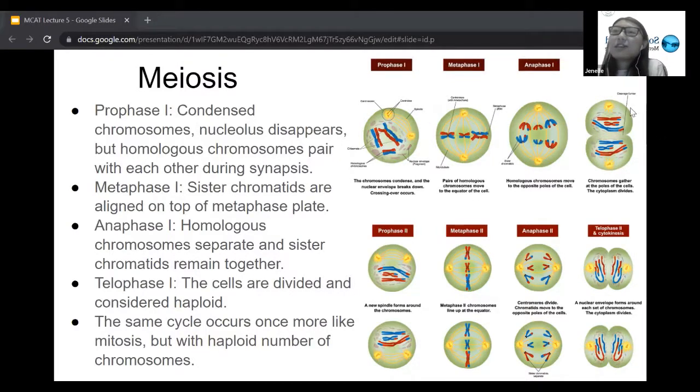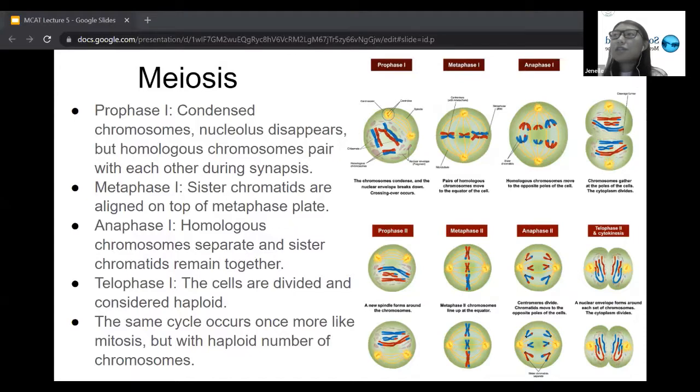So yes, we're in telophase, and by this point there is already a reduction. N, or the haploid number, refers to the total number of chromosomes found in a gamete, so a sperm or egg cell, for example.